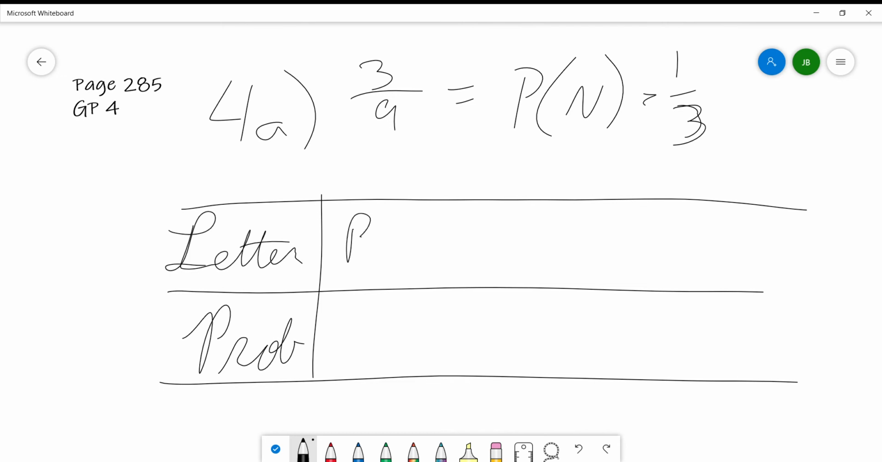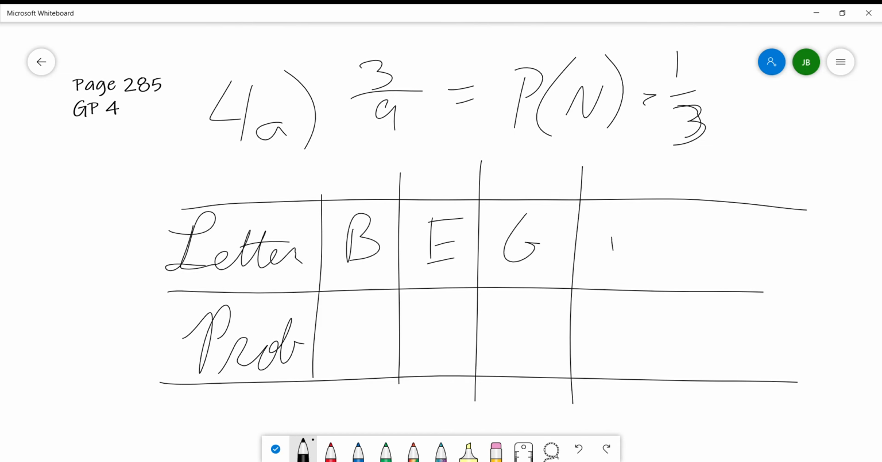All right, here we go. We got the letter B. Boop. We got the letter E. Boop. We got the letter G. Boop. We got the letter I. Boop. We got the letter N. Boop. Those are all the different letters we have.